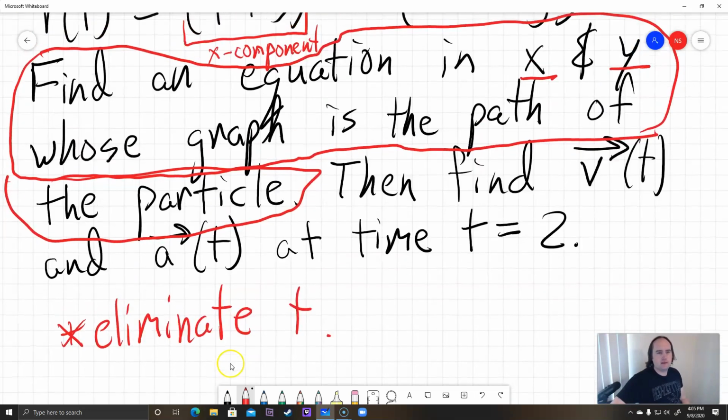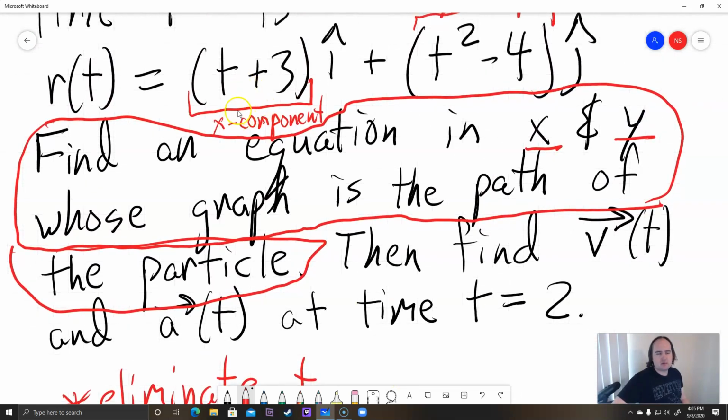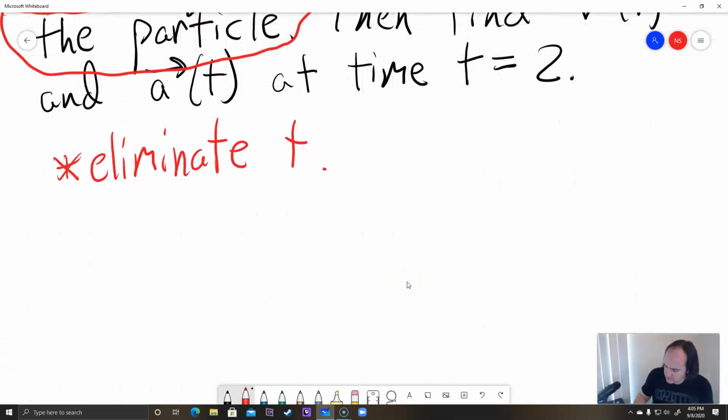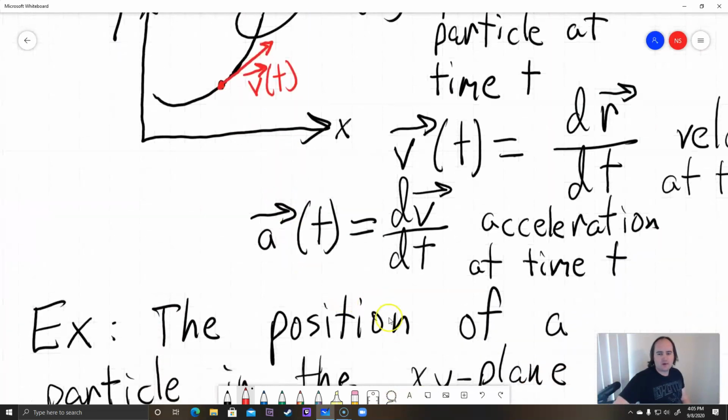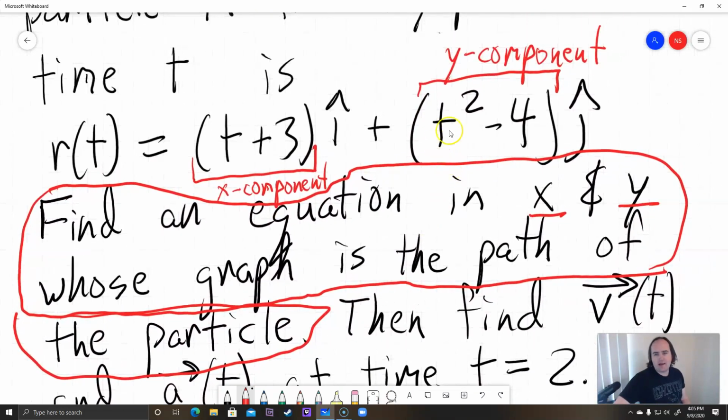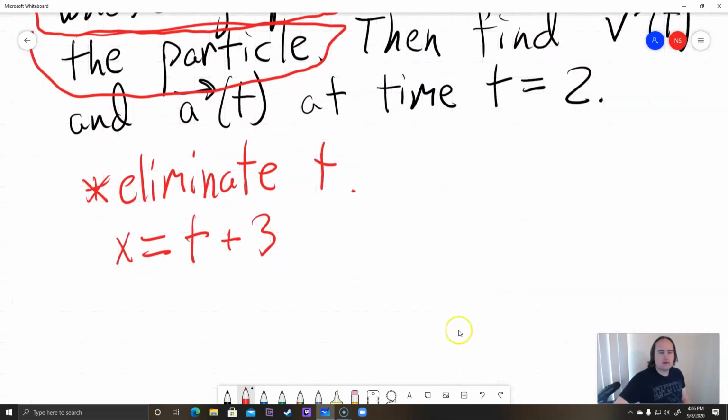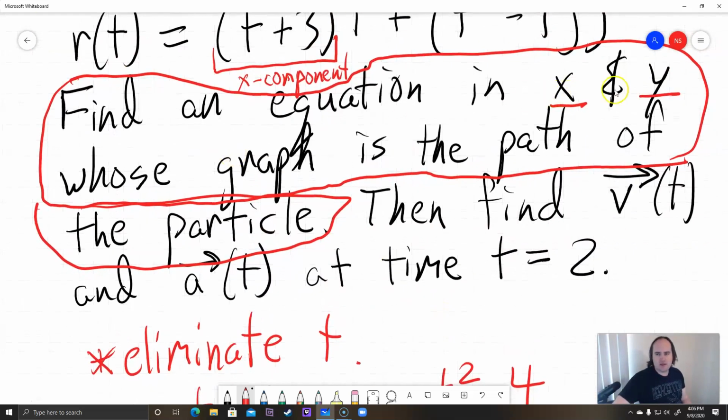The basic idea here is, since this is the x component, we can set it equal to x. So x equals t plus 3. That's our first equation. Our second equation is the y component, so y equals t squared minus 4, because this represents y. The reason we have to eliminate t is they're asking for an equation in x and y, and they don't say anything about t, so you actually have to get rid of t.